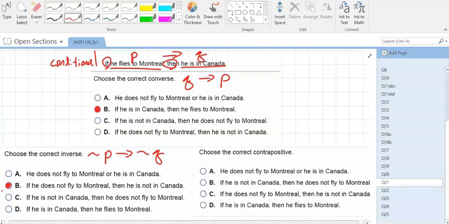All right, the last piece, the contrapositive. It's like we take the converse and the inverse and we put them together. You're going to negate Q and then negate P. So which one over there is the negation of Q and then the negation of P? Again, it's B. Because all you're doing is taking the inverse statement and switching it around like the converse. So if he's not in Canada, then he does not fly to Montreal. There we go. That's it. That's all I wanted.